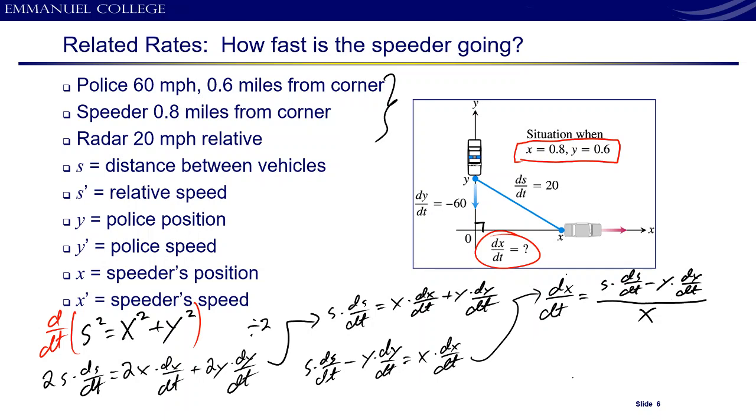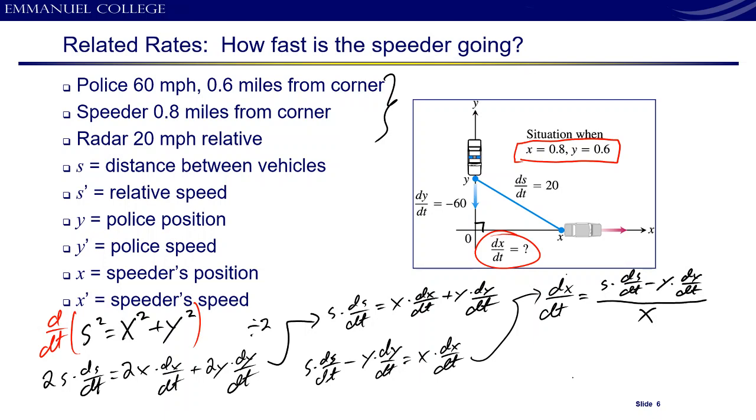Now again, you don't want to get the right answer to the wrong problem. If it just said, what's the derivative? Congratulations, you're done. But it didn't. It said, how fast is the speeder going? So now what we have to do is determine what is the value of that rate of change.